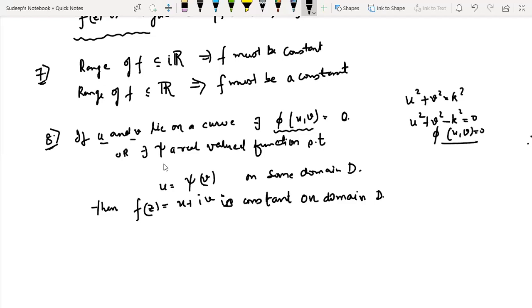Or let's say I can represent u as some function of v, so it implies that they lie on a curve. Then fz, which is expressed as u plus iota v, is constant on that domain D. Let us see how.